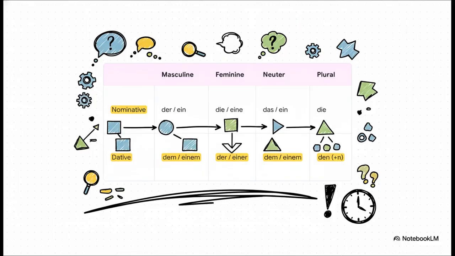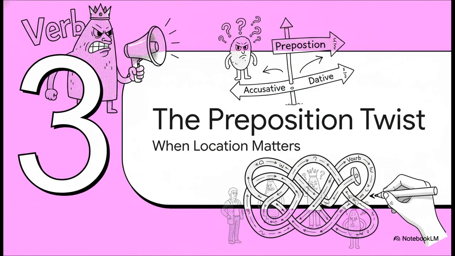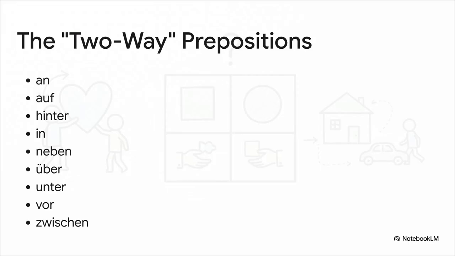Okay, so we've got the verb as the boss. But what happens when a preposition shows up? This is where things get really interesting, because some prepositions can actually command either the accusative or the dative. This is the final and maybe trickiest twist in the code. These 9 little guys right here, these are the ones you have to watch out for. They're often called two-way prepositions because they can swing both ways, accusative or dative.